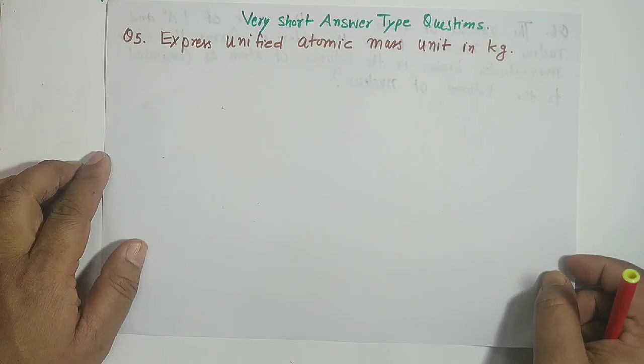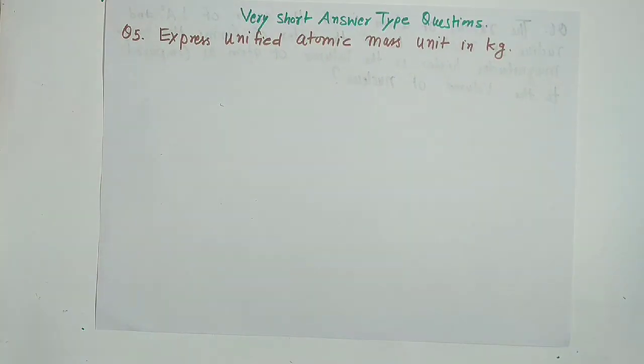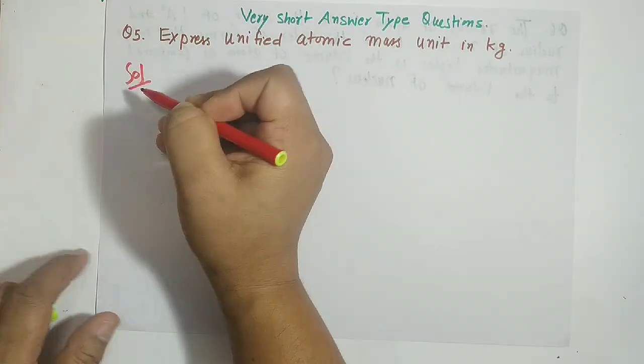Now coming to question number 5. Question number 5 is: express unified atomic mass unit in kg. It's a theoretical type of question. So can we find out? Yes. The answer is very simple. I think I have explained it in my PPT also.